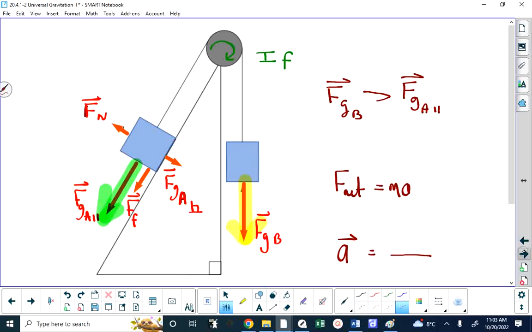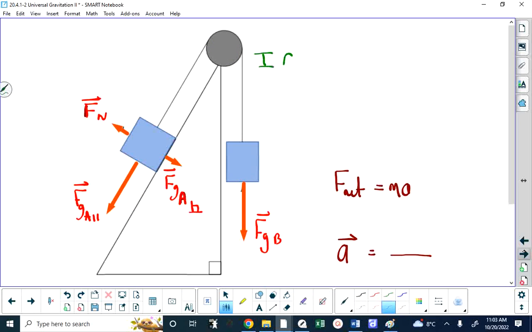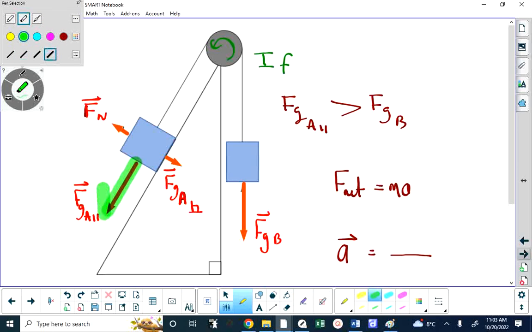If this is the way it turns, that means that the force of gravity acting on A parallel to the ramp, this force that wants to pull the box down the ramp, is more than the force of gravity acting on B. And if that's the case, if this green force is bigger than this yellow force, then the force of friction will be this way.